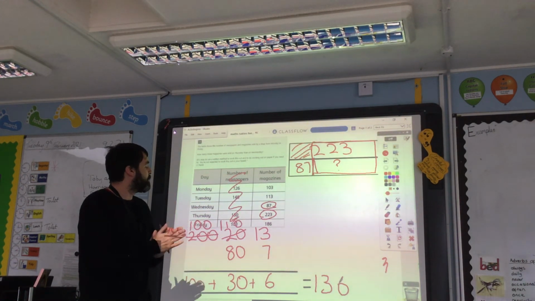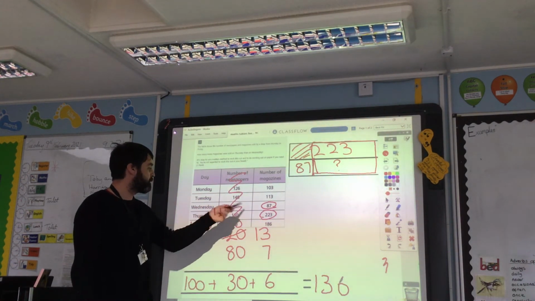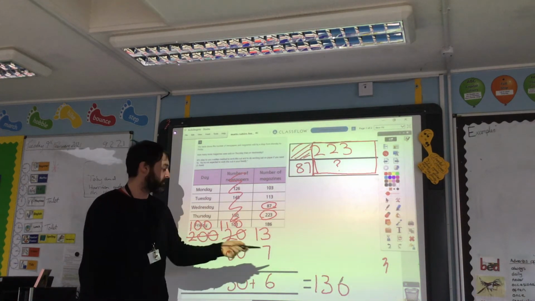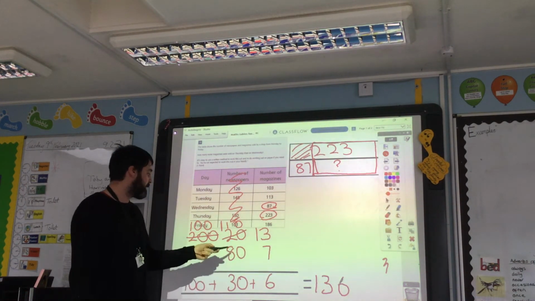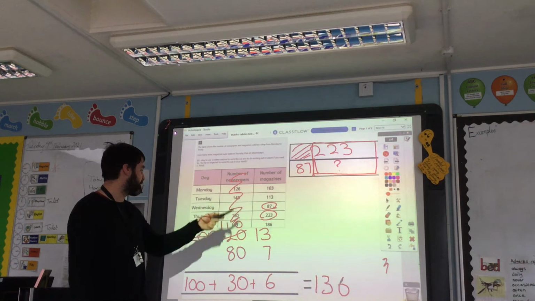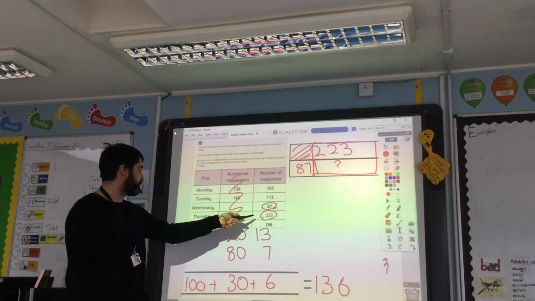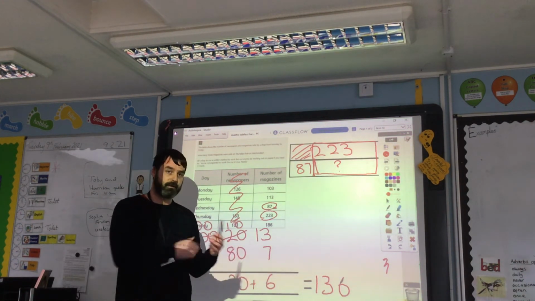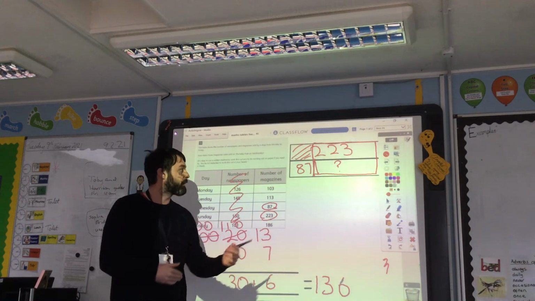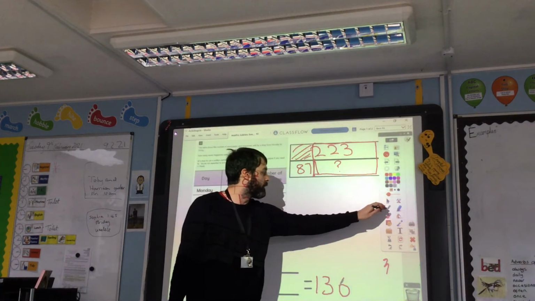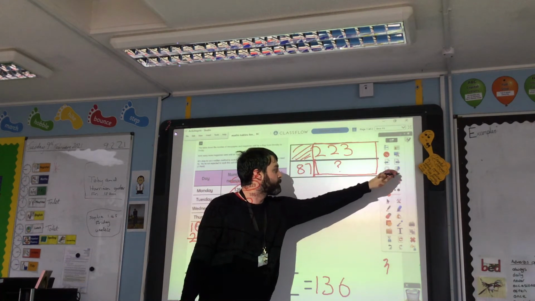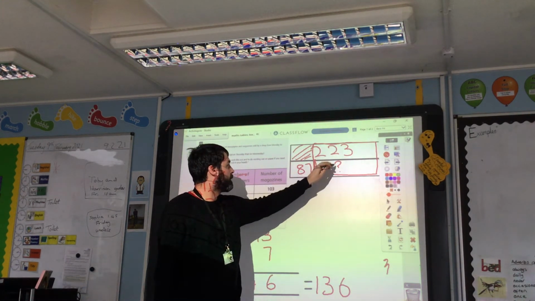So I know that how many more magazines were sold on Thursday than Wednesday? Well, 136 were sold, because I've taken away what was sold on Wednesday from the total that was sold on Thursday, and that has given me the difference between the two numbers. Okay, so I'm missing number on here. Let's see if I can change the colour. Would be 136.